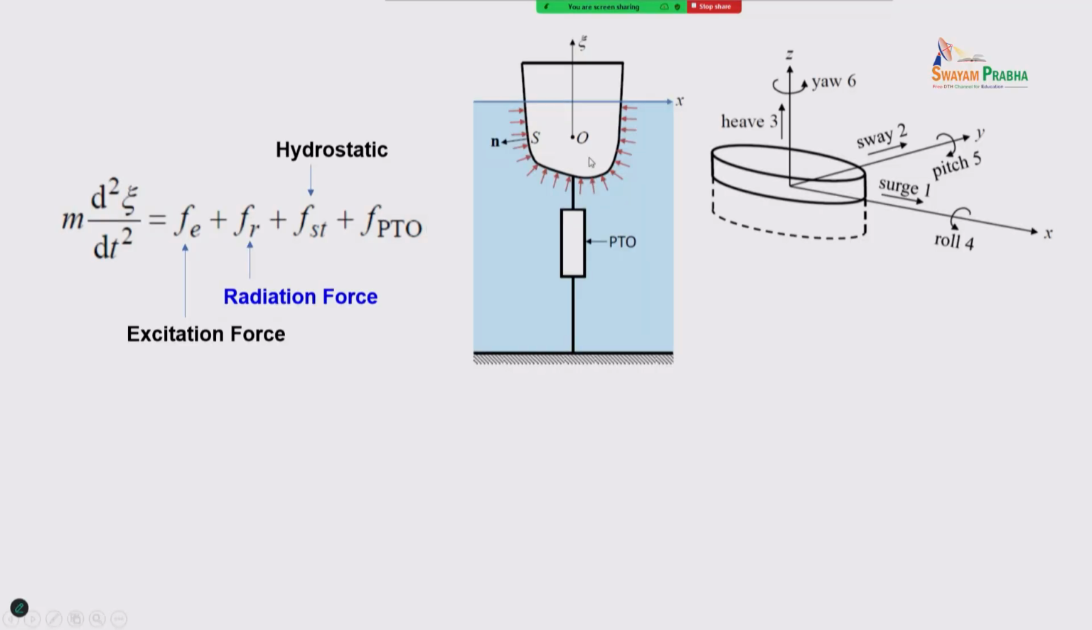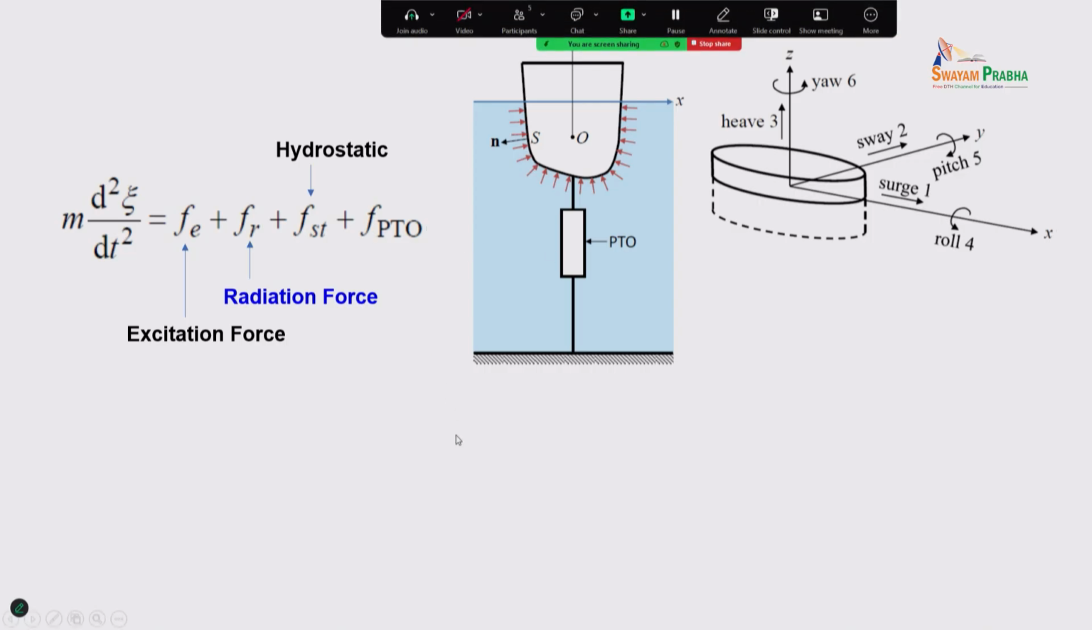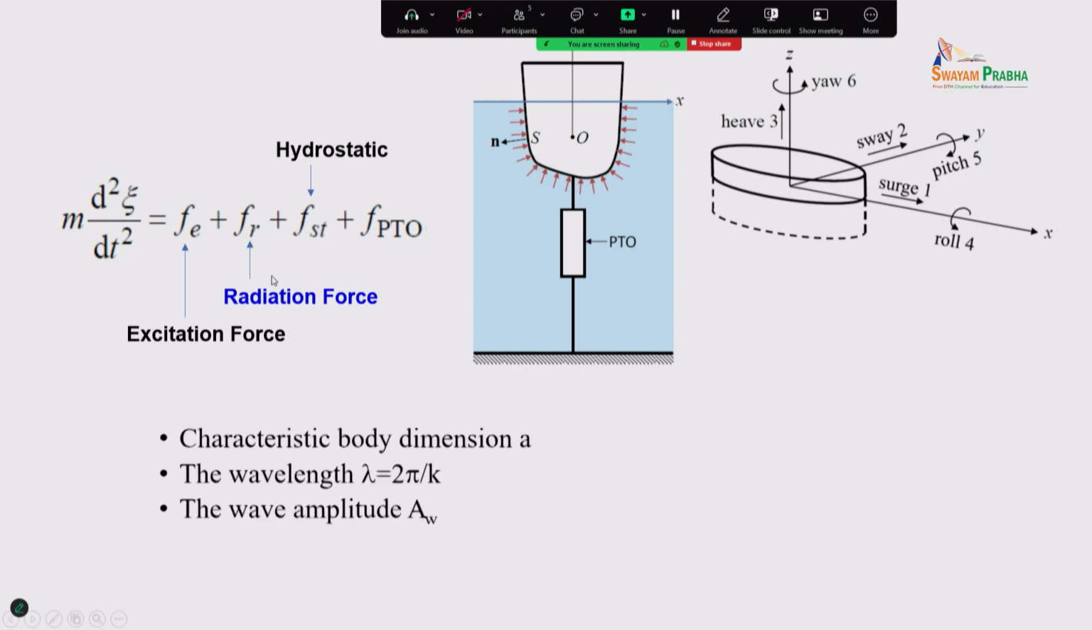Then another thing is the PTO force. With this PTO, the buoy can drive a generator. There can be a linear actuator or a ball screw or rack and pinion drive for such motion, right? So this is the PTO force.